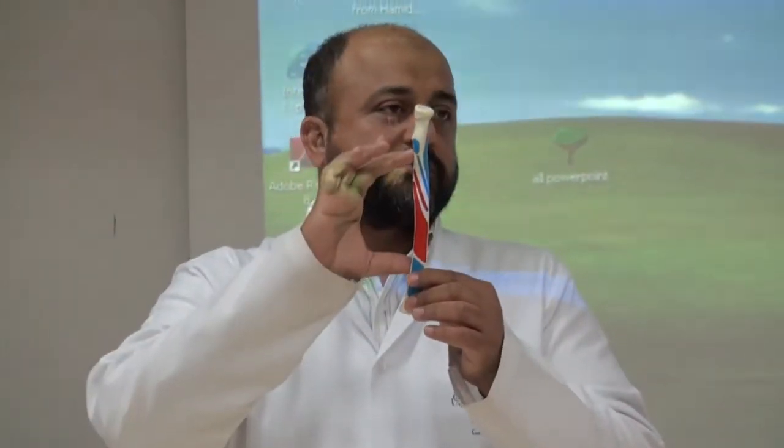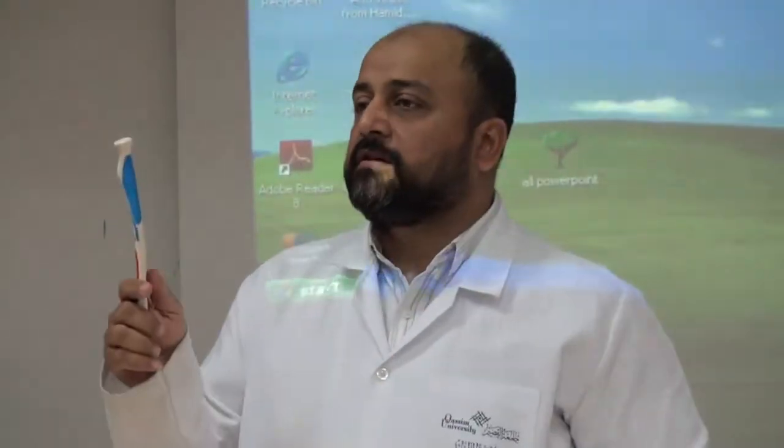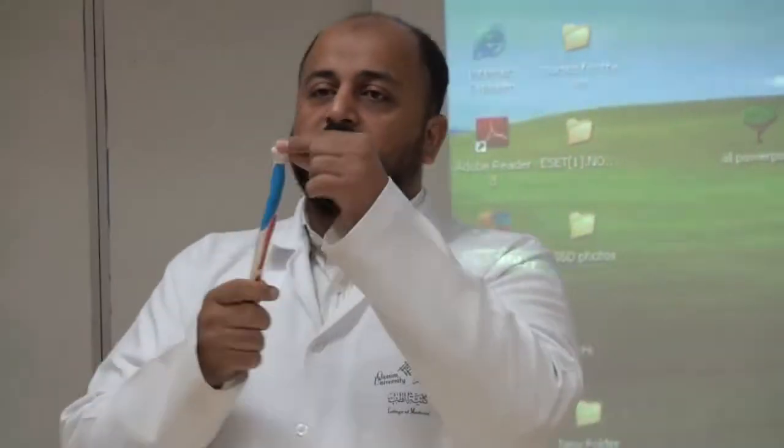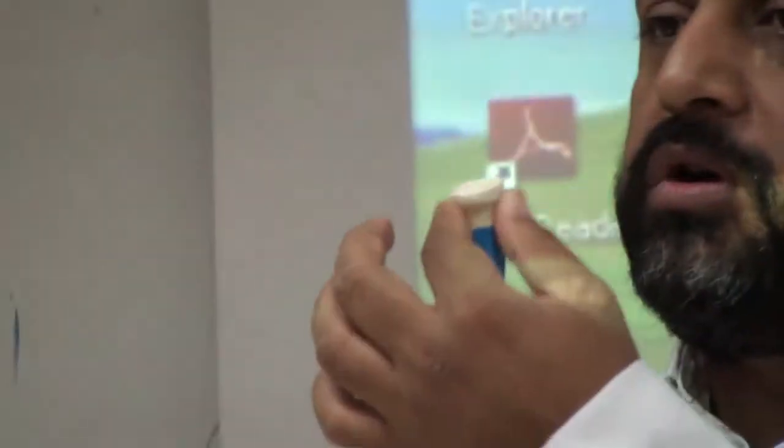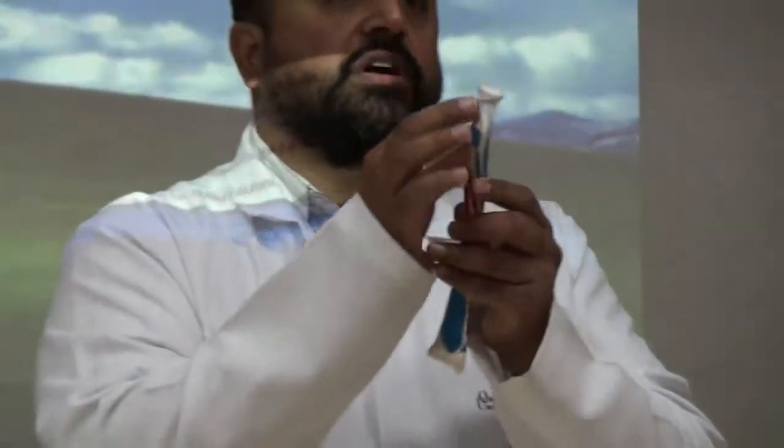Radius has an upper end, a lower end and a shaft. Upper end has some features. There is a rounded head. This is called the head. There is a cylindrical area just below, narrowing of the head. This is called the neck of the radius. Just identify the important features. Below the neck, on the medial side of the bone, because this is the lateral bone, on the medial side there is a rough elevation that is called the radial tuberosity.